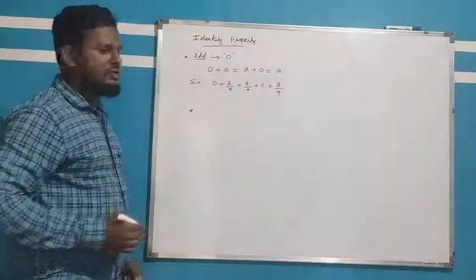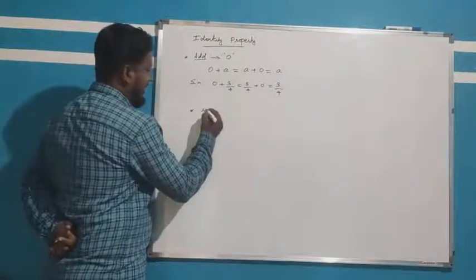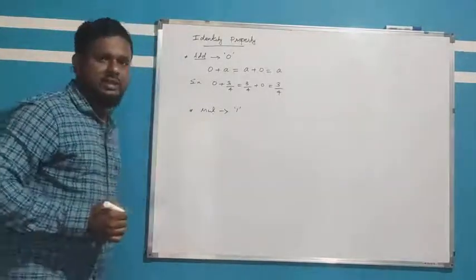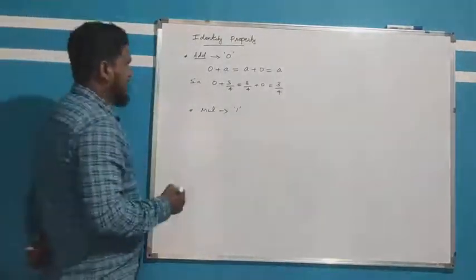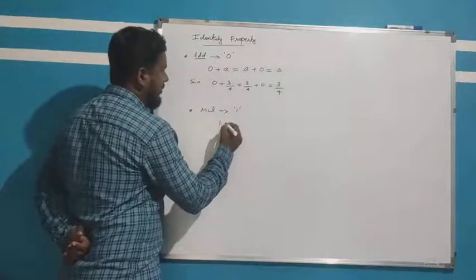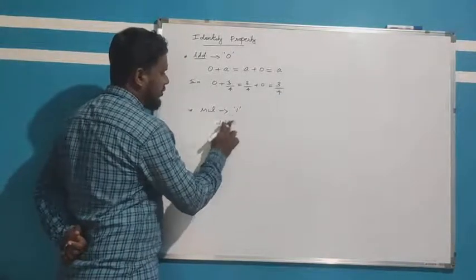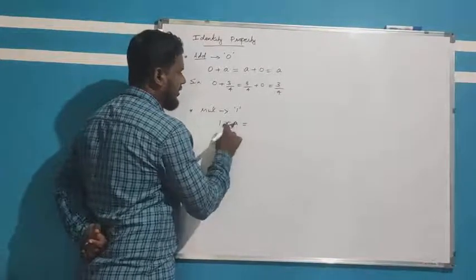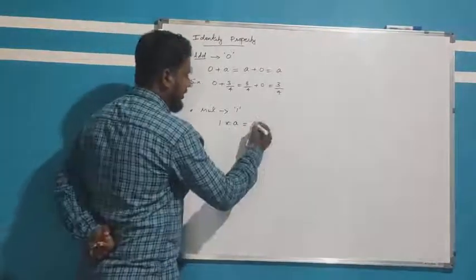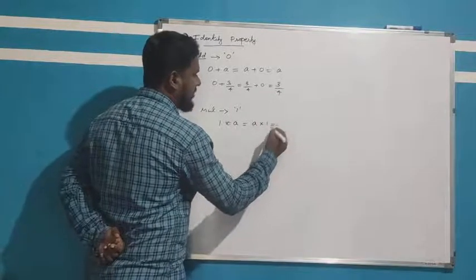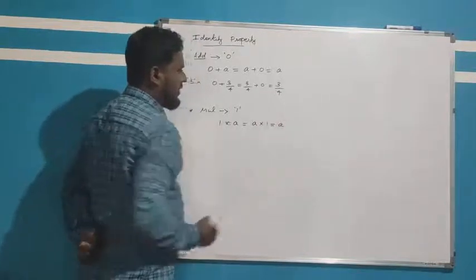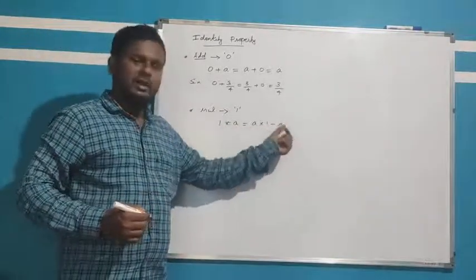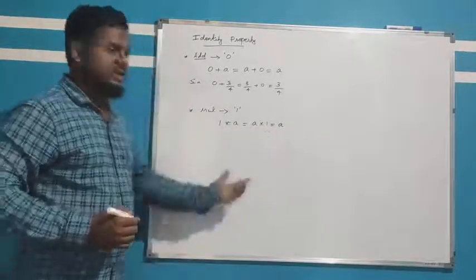Now next you can see the multiplicative identity. 1 is the multiplicative identity. So what is that property? 1 into a, or 1 with a rational number, or a rational number with 1 multiplied, also gives the rational number only.